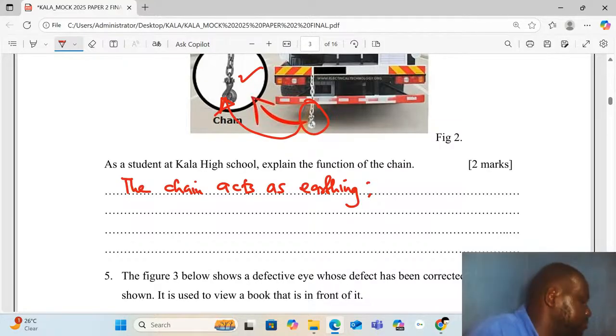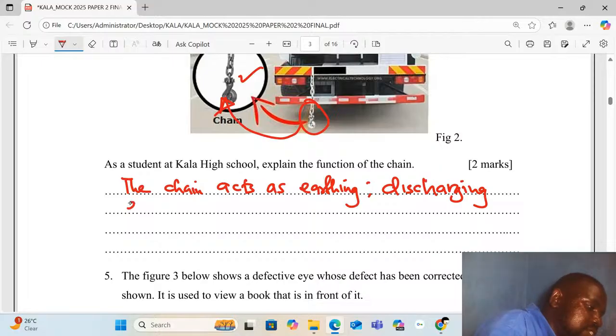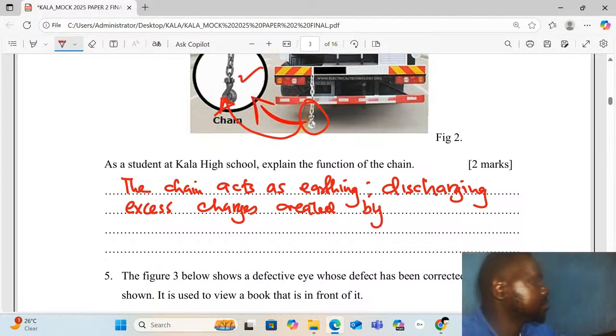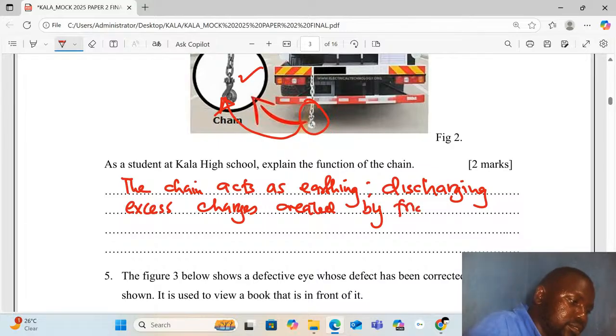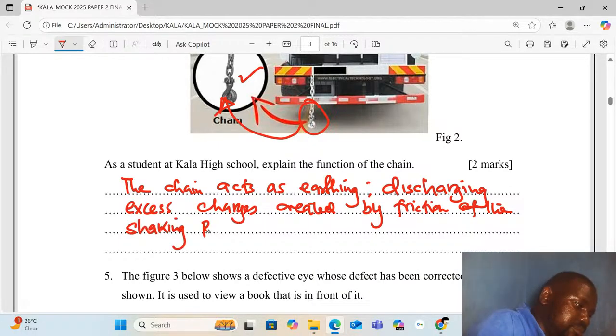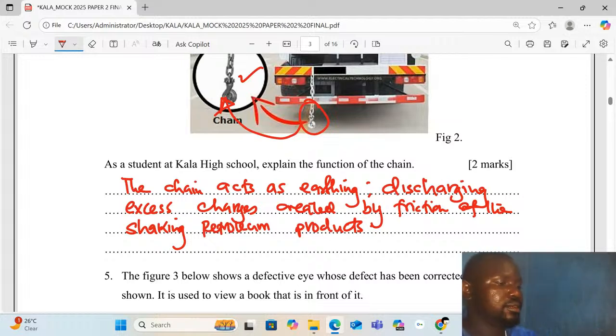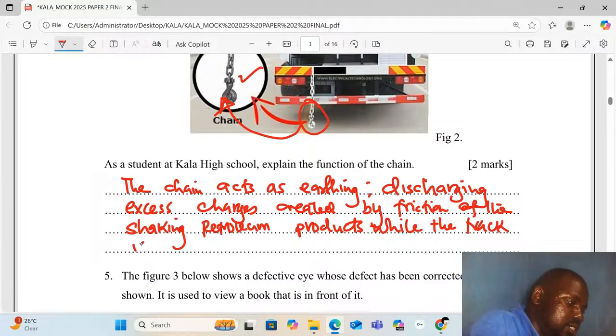So what is the function of earthing? This time it is used to discharge excess charges created by friction of the shaking petroleum products while the truck is in motion.